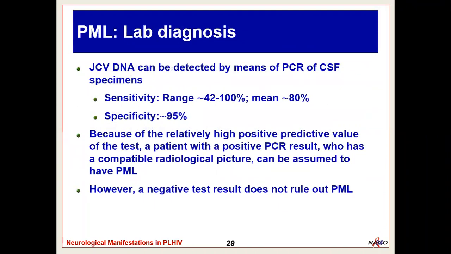For the lab diagnosis, JCV DNA can be detected by PCR from CSF specimens. The sensitivity has a big range, but the mean is still quite impressive, 80% sensitivity and specificity of 95%. So the lab diagnosis is quite important and informative. Because of the high positive predictive value of the test, a patient with a positive PCR result who has a compatible radiological picture can be assumed to have PML. So that's something important for us to remember. However, a negative test result does not rule out PML.